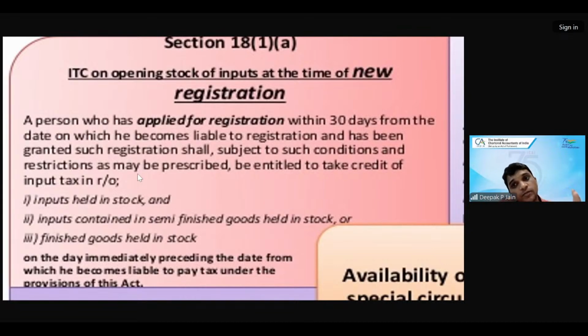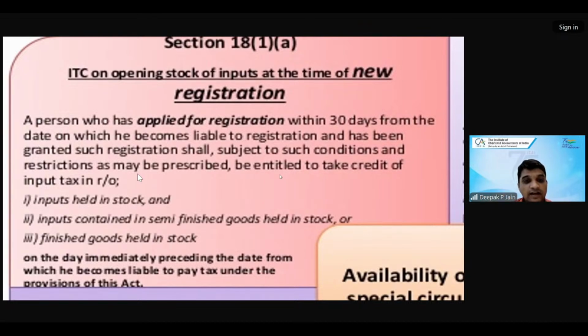So ITC on opening stock, if he applies within 30 days, he can claim. If he has applied late, after 30 days, he cannot claim the credit. So if he has applied for registration within 30 days, he can claim the credit. That is 18.1a.